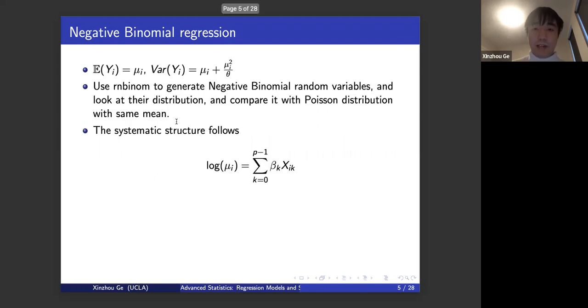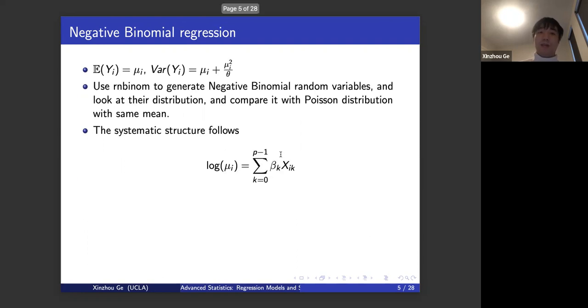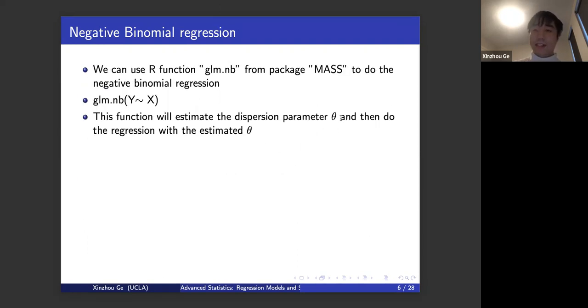If we go back to the formulation, there's theta, the dispersion parameter, which is the same for all the observations, for all the i's. So we don't see a subscript i because it is fixed and it will not change for different observations. So for different i, the theta is the same. And the function will first estimate the theta and then use the estimated theta to do the regression. And that is how it works.